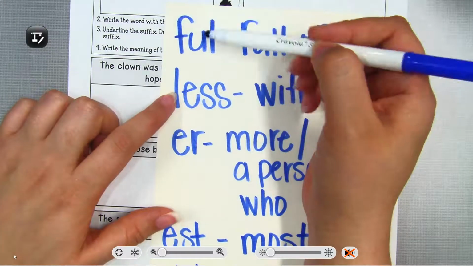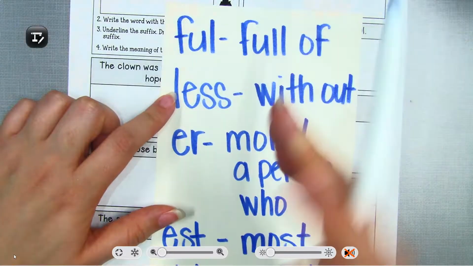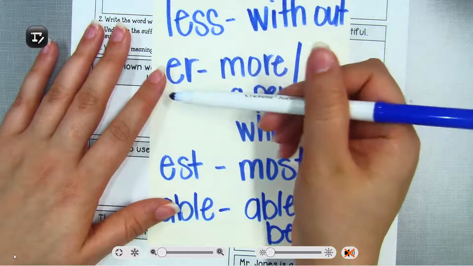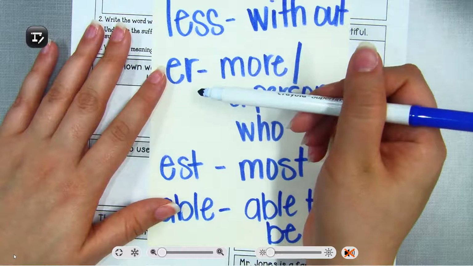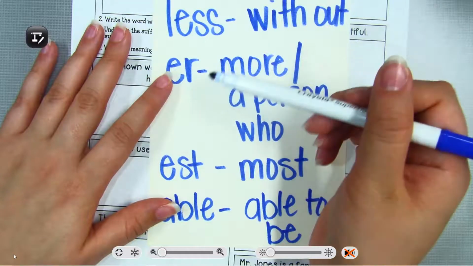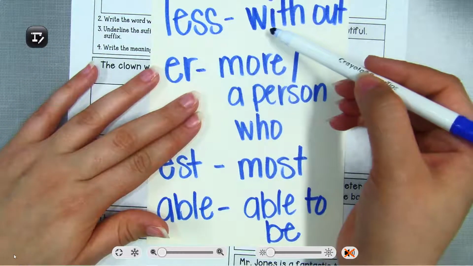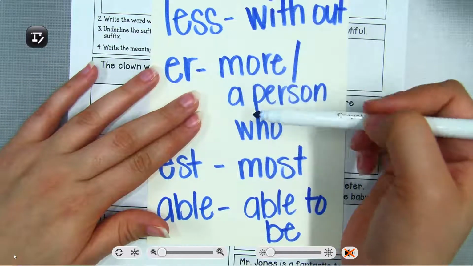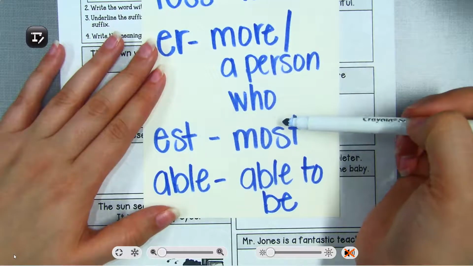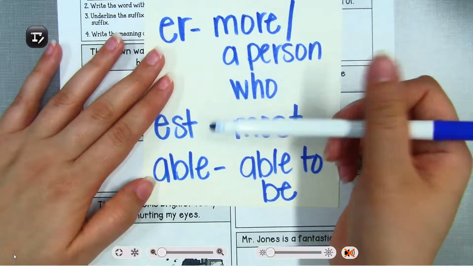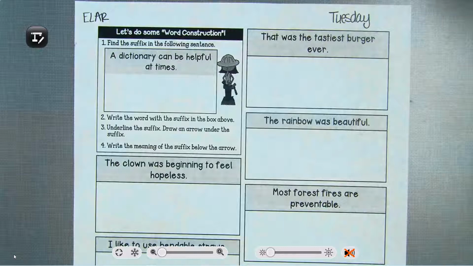So remember, full and less are actually antonyms. We have er, which is more. So remember, er is where we're comparing two things or people. And then remember, if it's not comparing anything, then it's going to be talking about a person who. Est is most. That's where we're comparing more than one person or thing. And then able is able to. So we're going to be looking at some sentences and we're going to be pulling out the suffixes.